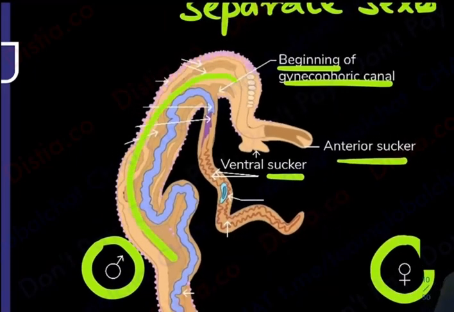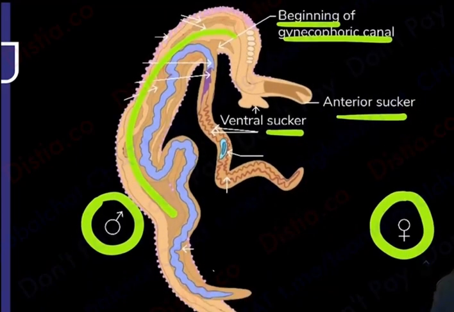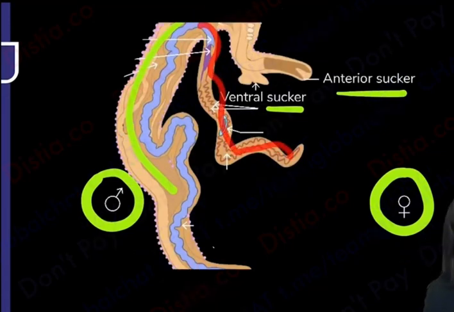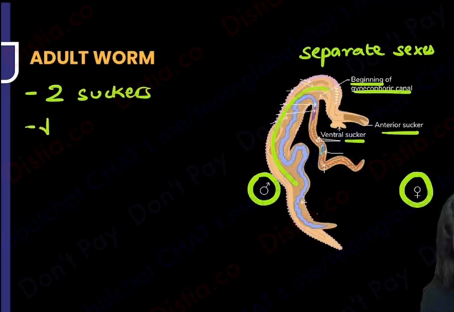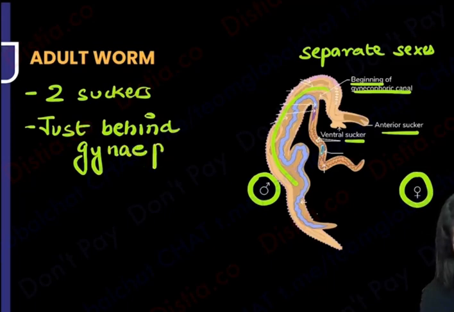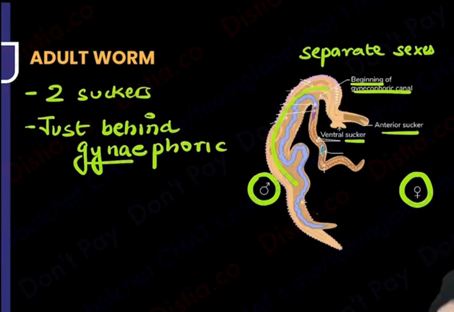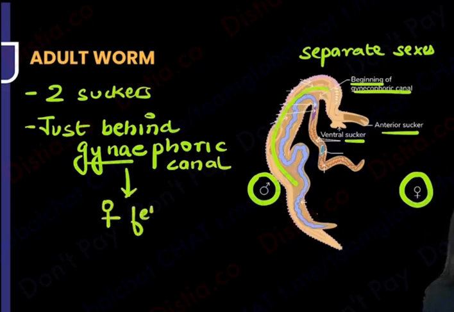What is held on by the gynecophoric canal? You will see, the big one here is the male, and just behind the gynecophoric canal, it has held on to the female. So basically, that is what you need to know. That just behind, that is the only part of this diagram that you have to know. Gyne means female. Just behind the gynecophoric canal, the female is held, and that is the identification point of Schistosoma.